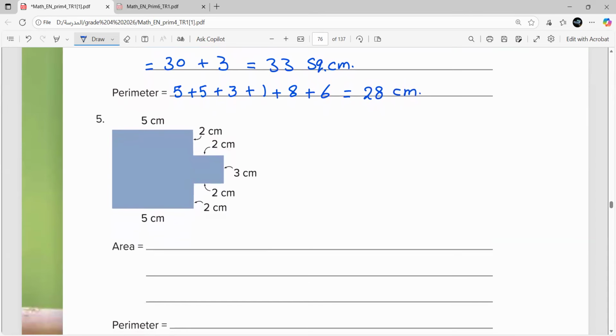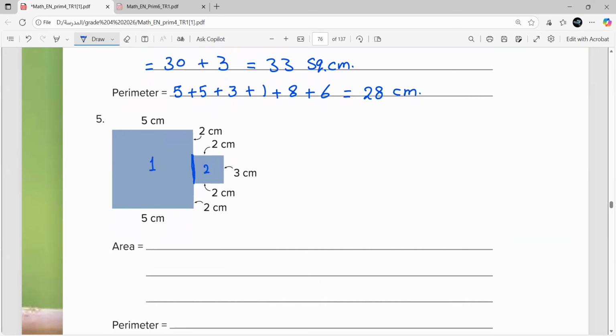Let's go to the next shape. Same as the one before. This is a complex shape. Can we draw a line like this to divide it into two parts? So we have shape number one, shape number two.